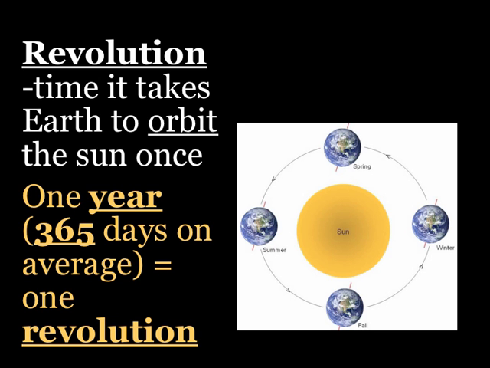Revolution. A revolution is the time it takes Earth to orbit the sun once. So revolution is how long it takes Earth to go around the sun. Remember, the sun is so much larger than Earth, so it takes 1 year or 365 days to do a revolution around the sun. 365 days on average is one revolution. That's how long we take to revolve around the sun. Please pause to take notes.